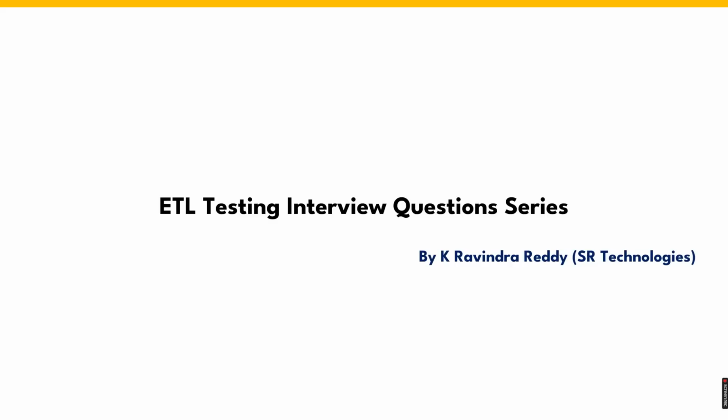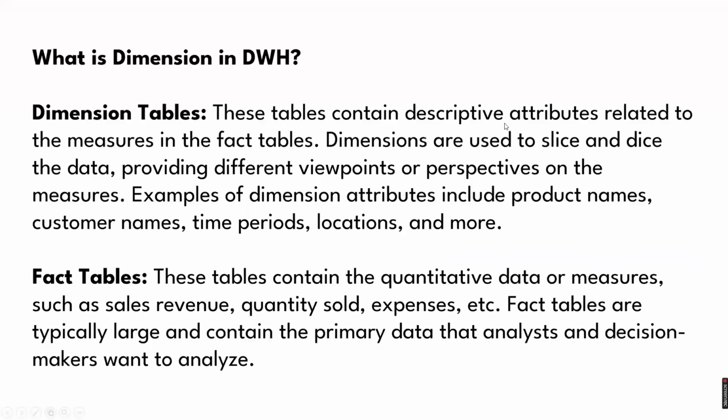First, what is a dimension in a data warehouse? Recently, one of the students asked me, what is a dimension? A dimension is nothing but descriptive information about that particular data. Dimension tables contain descriptive attributes related to the measures of the fact table.